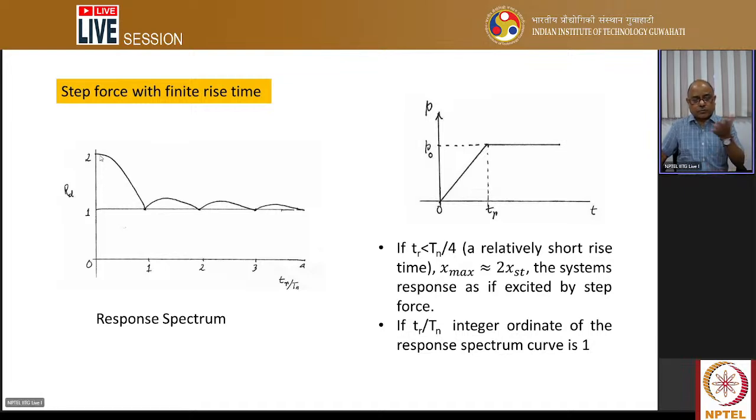That is also true for this step force, constant force. That means when Tr becomes very small, this force resembles the constant force that is acting on this system.